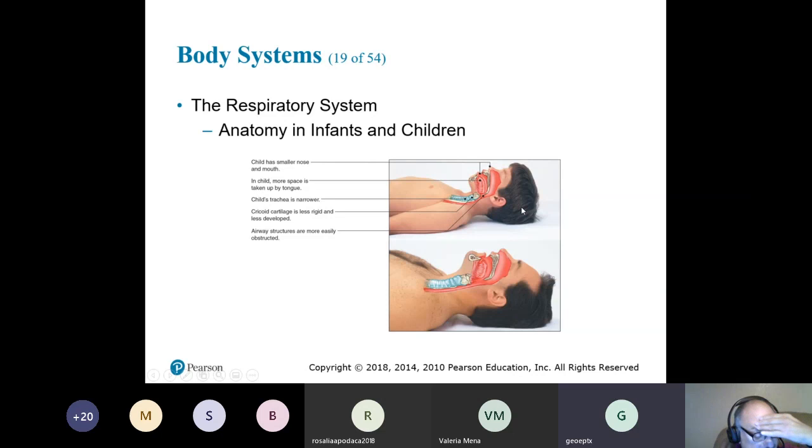Now, the other thing is the trachea. You see the white strips right here? Those strips are cartilage. So when kids are small, that cartilage hasn't fully developed, so it's less rigid. In other words, it's easier to block.